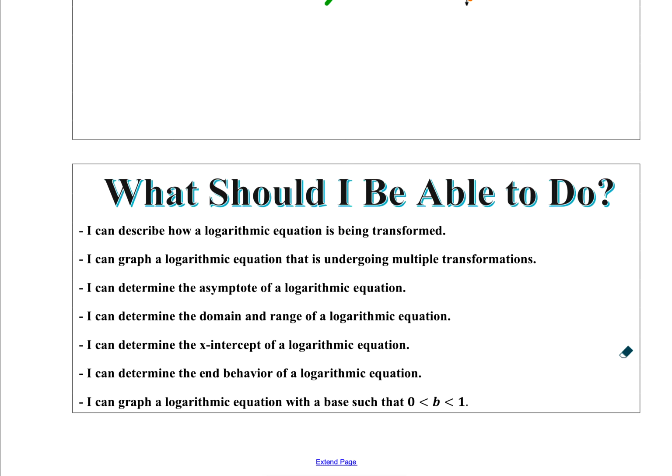I can graph a logarithmic equation that is undergoing multiple transformations, so moving up, moving down, left, right, reflection. I can determine the asymptote of a logarithmic equation. I can determine the domain and range of a logarithmic equation. We've worked with those before. I can determine the x-intercept of a logarithmic equation. I can determine the end behavior of a logarithmic equation. And I can graph a logarithmic equation with a base between 0 and 1. So let's go to the next page.